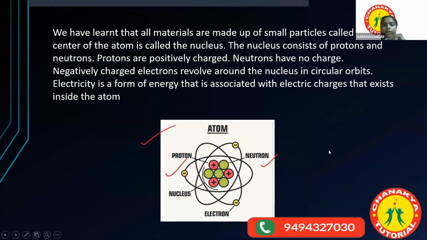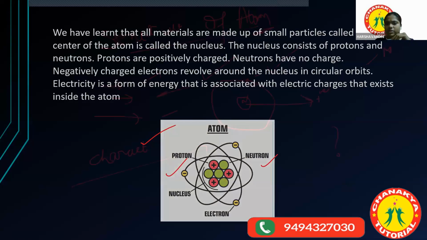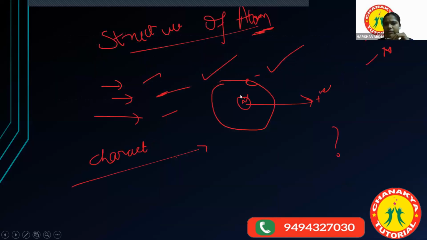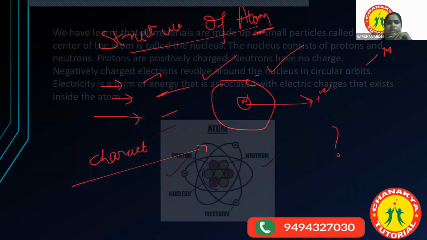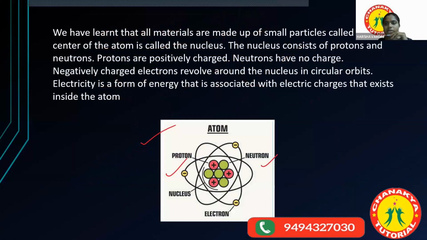Now you should know what an atom is. For now you can say this is the structure of an atom, whatever I said. Clear with this? The nucleus consists of protons and neutrons. The protons are positively charged. Neutrons have no charge; they are neutral, that's why they are called neutrons. Negatively charged electrons revolve around the nucleus.